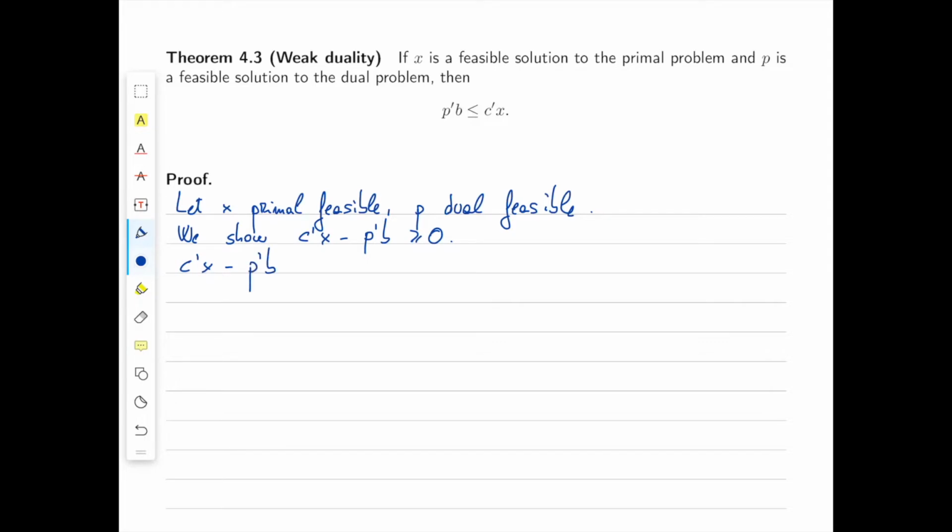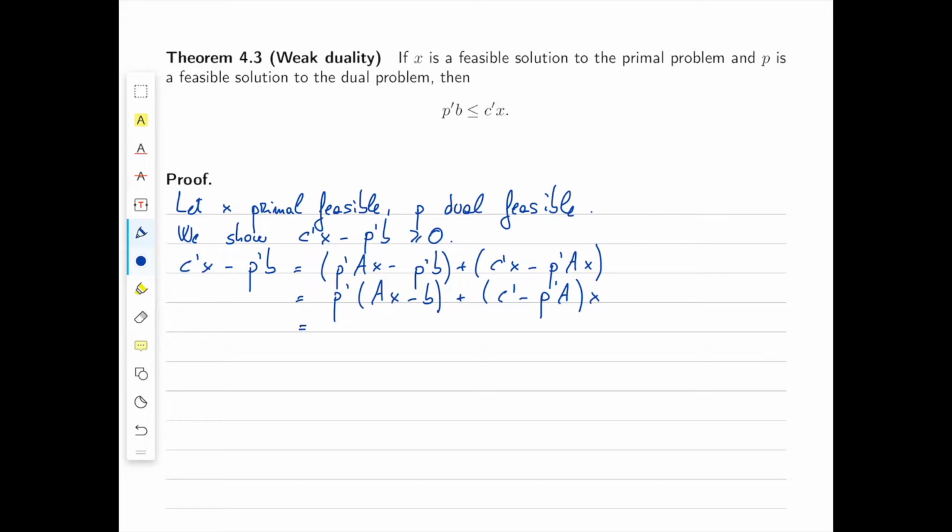By adding and removing P transpose AX, we obtain P transpose AX minus P transpose B plus C transpose X minus P transpose AX. Now we can factor out P transpose from the first sum, and we obtain P transpose times AX minus B. From the second parenthesis, we can factor out X, so we obtain C transpose minus P transpose A times X. Now I'm going to define a vector u and a vector v such that this is equal to the sum over i of ui plus the sum over j of vj.